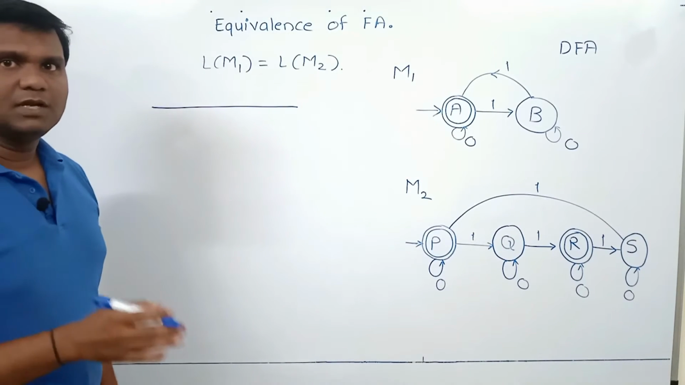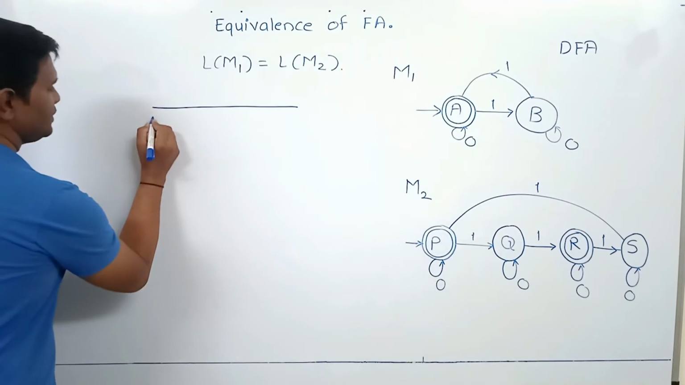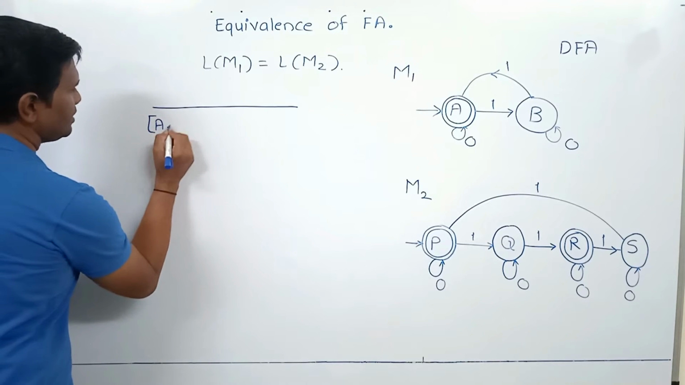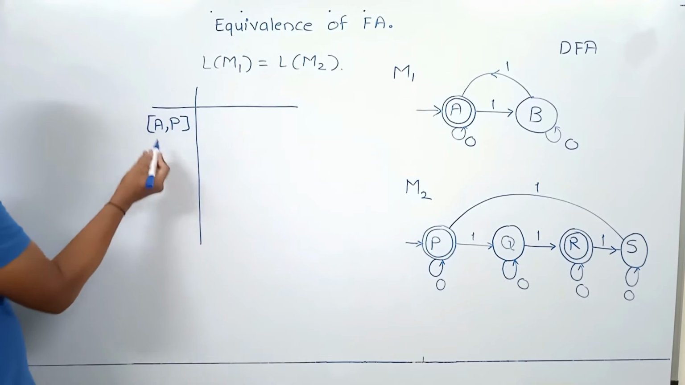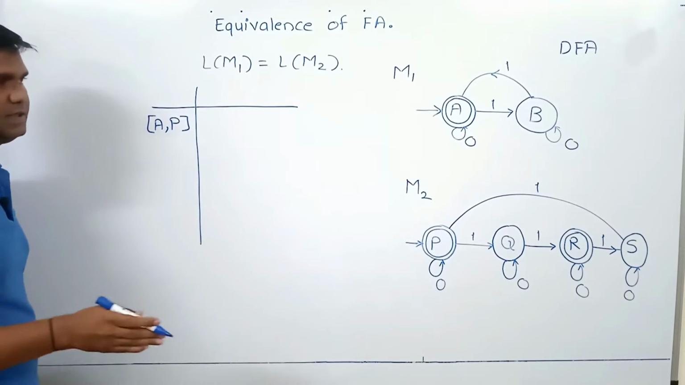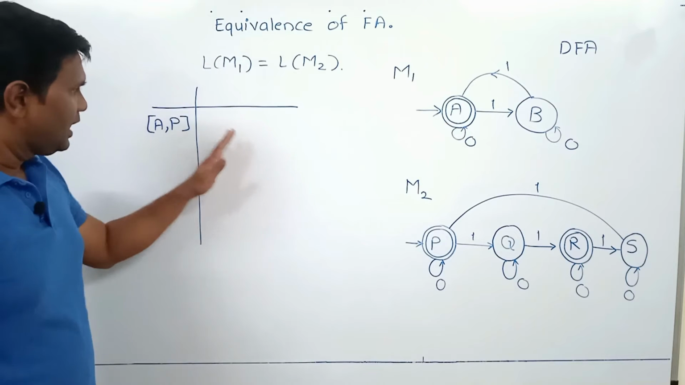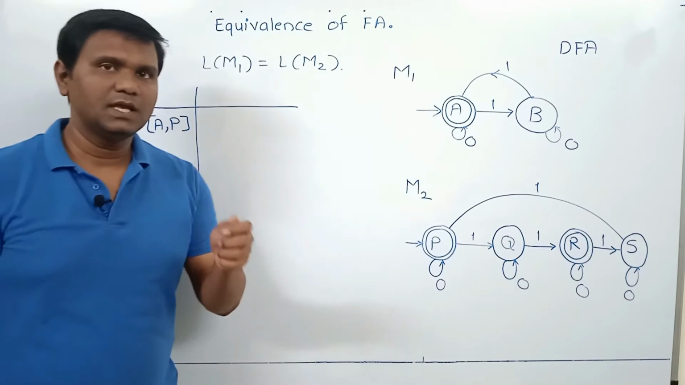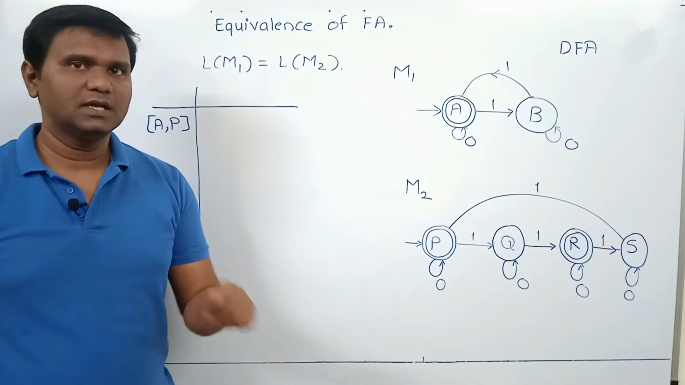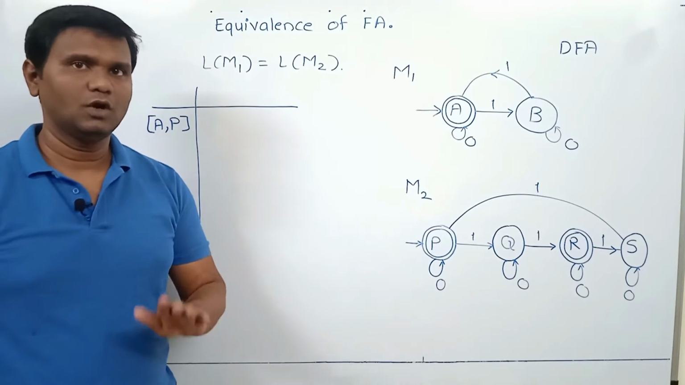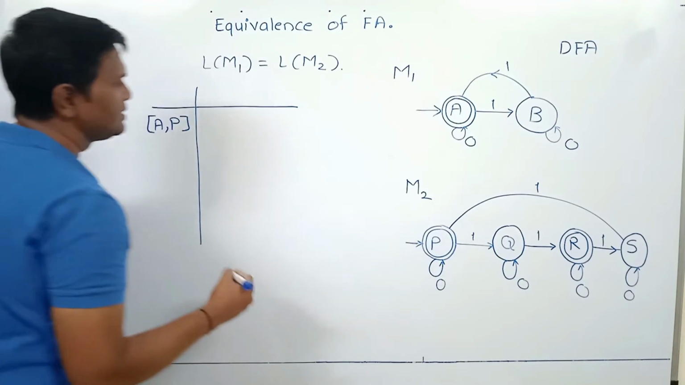Now the first entry in the table will be the pair of initial states. Here it is A, here it is P. So the first pair will be A comma P. Now we have to check whether both are final states or both are non-final states. A is final, P is final, so we should proceed. For any entry in this table, in a given pair, if one state is final state and another state is non-final state, then we immediately conclude that both DFA are not equivalent and we stop there. So right now, both states are final states, so we proceed.